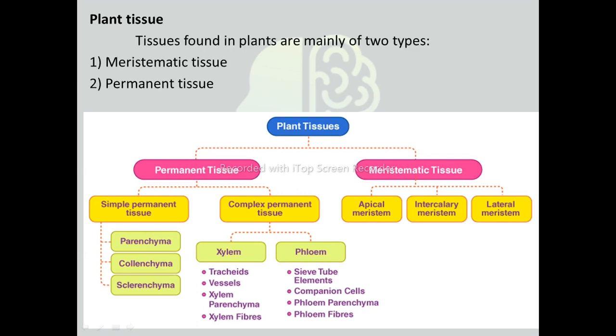Again, the simple permanent tissue is further categorized into parenchyma, collenchyma, and sclerenchyma, whereas the complex permanent tissue is categorized into two types. They are xylem and phloem, which are popularly known as vascular bundles. Similarly, meristematic tissue is divided into three parts on the basis of their origin: apical meristem, intercalary meristem, and lateral meristem.